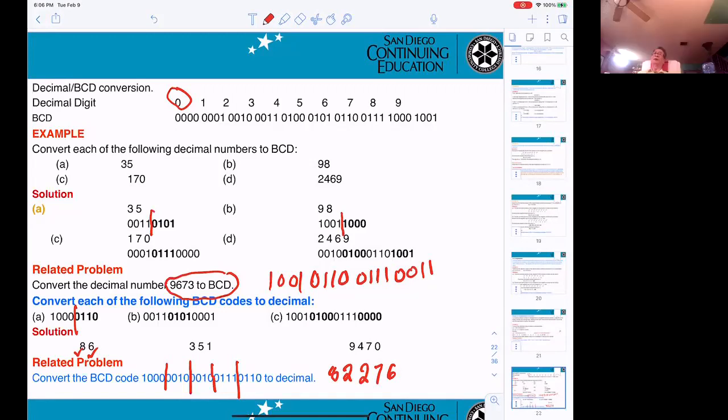As long as you know how to do it, that's fine. Too many 0s and 1s, it's hard to keep them straight. So the answer will be 82276. Correct.